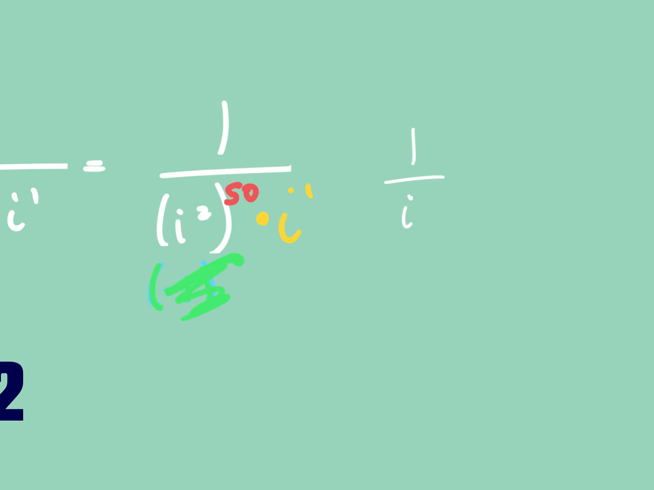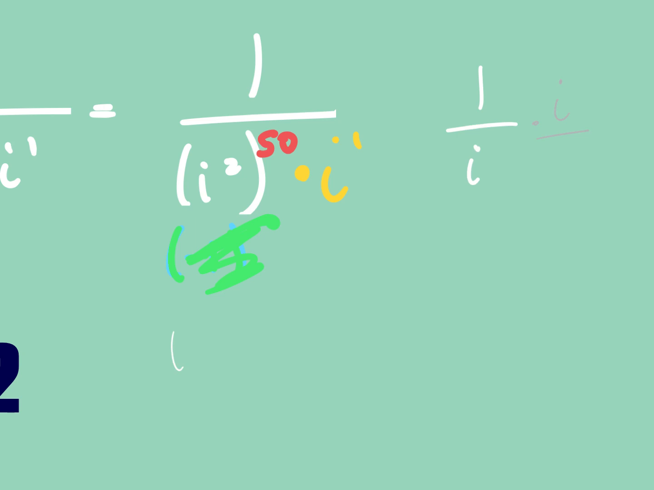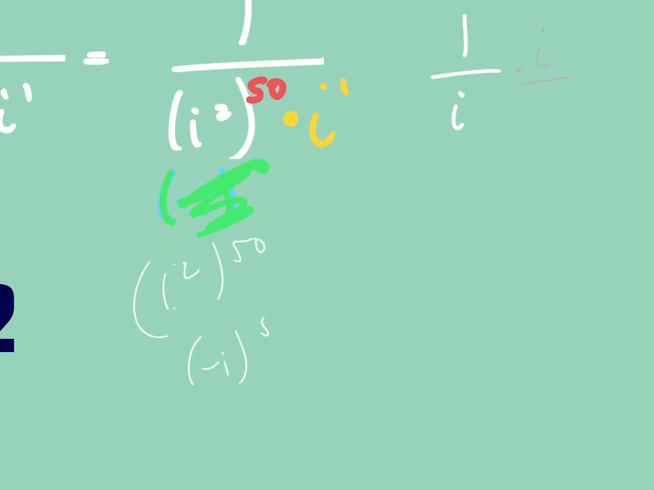Is that acceptable? Are we allowed to have i's in the denominator, guys? No. So how do you think I get rid of that i? Multiply the top and bottom by i. We've got to rationalize. i squared to the 50th power would be negative 1 to the 50th, which would just be 1. So we're going to rationalize. You are not allowed to have i's in the denominator.